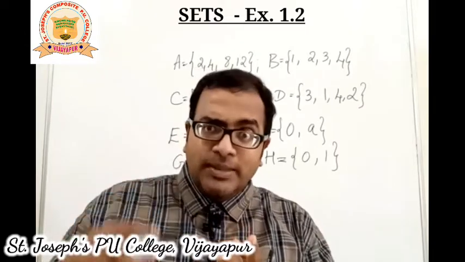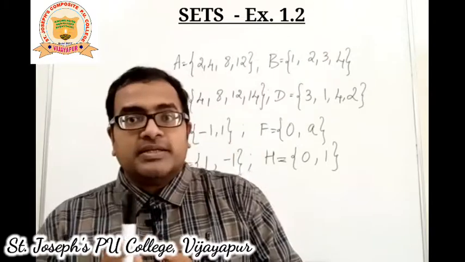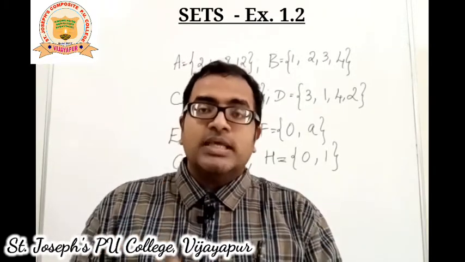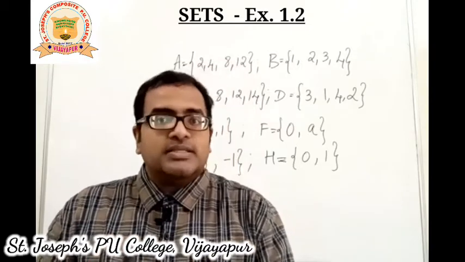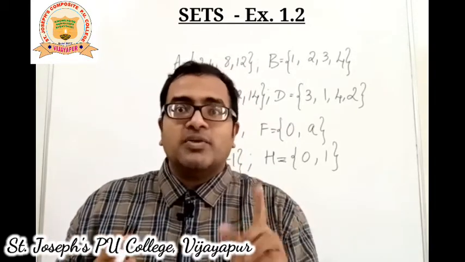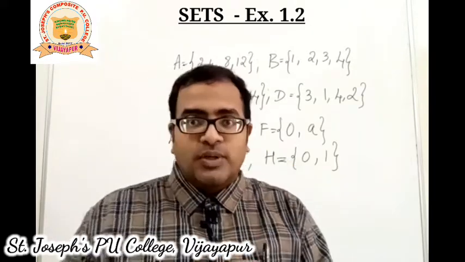Second, all the elements also must be the same. But if only the number of elements is the same, you can call that equivalent. That's not equal, they are equivalent sets. The sets with the same number of elements are called equivalent sets. But if they have the same elements, then we call them equal.